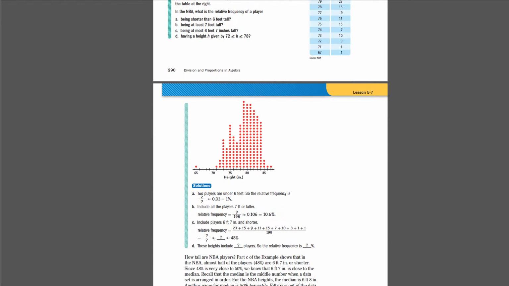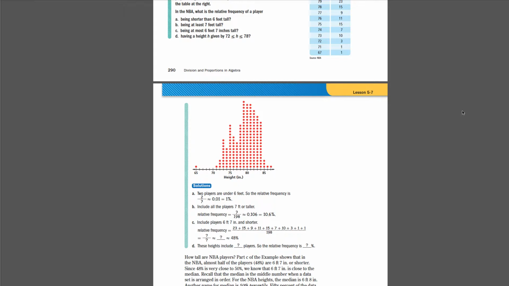So we've got 21 divided by 198. That gives us approximately 0.106. That's our relative frequency. For the commoners in the world, we report it as a percentage, 10.6%. So players that are 7 feet tall or greater, that's 0.106 of the players.